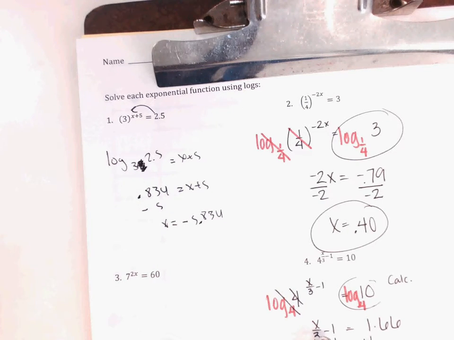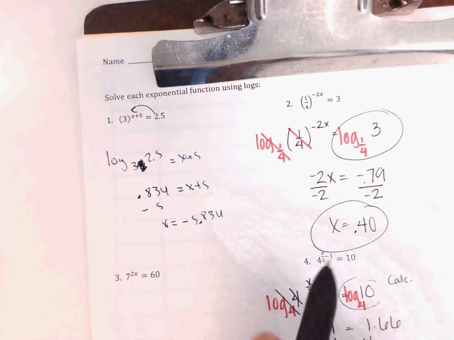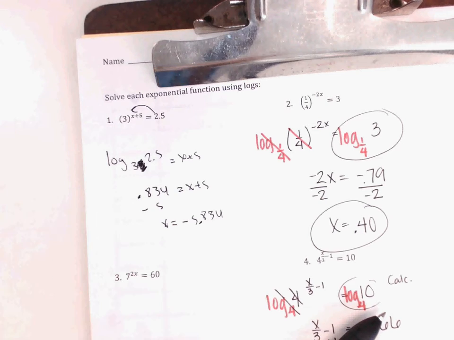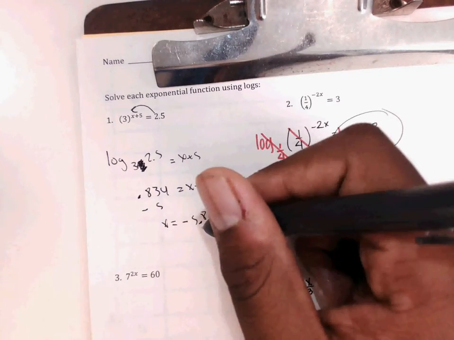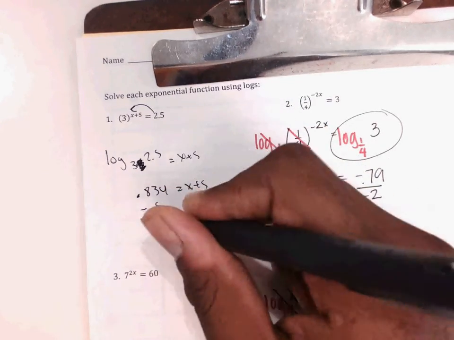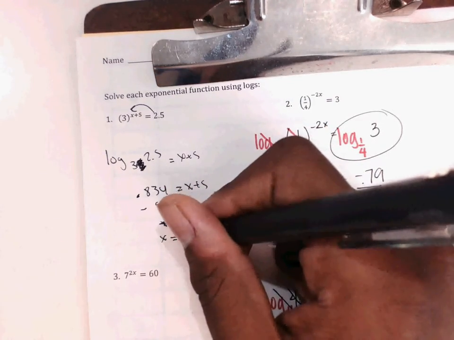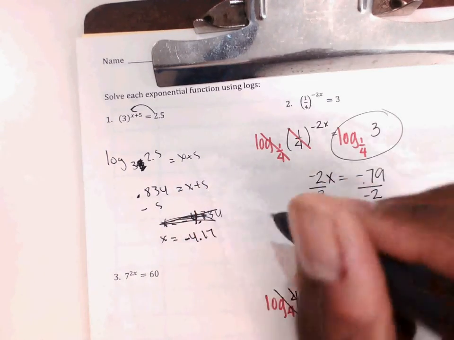Okay, so you gotta subtract 5 from it. So 0.834 minus 5 equals negative 4.166. That's what you got, right? Negative 4.167. Yeah, I feel you. But remember, if they're the same base, then you can just subtract.